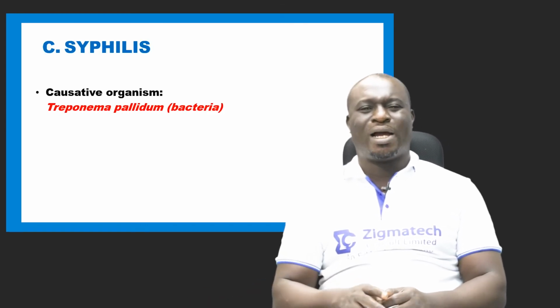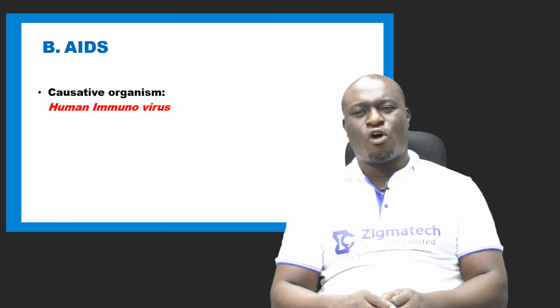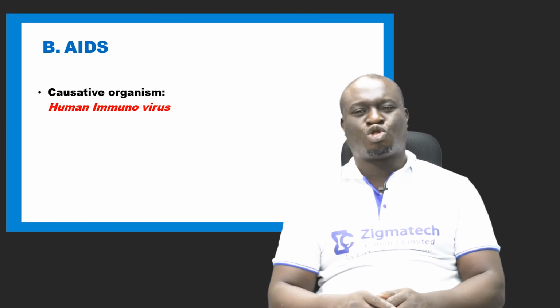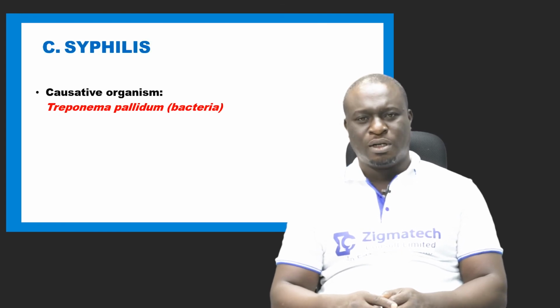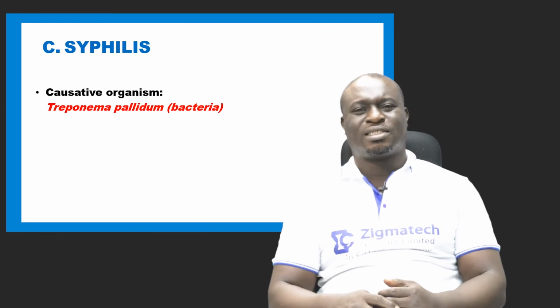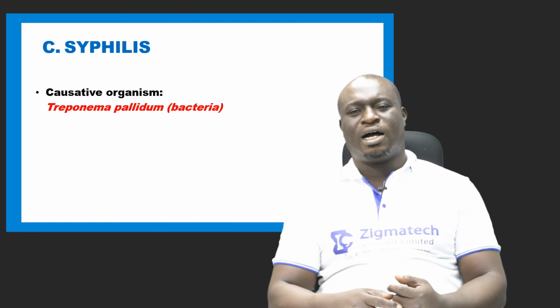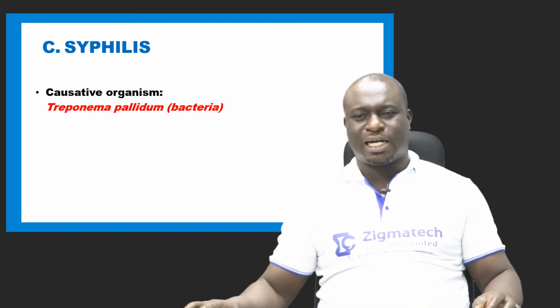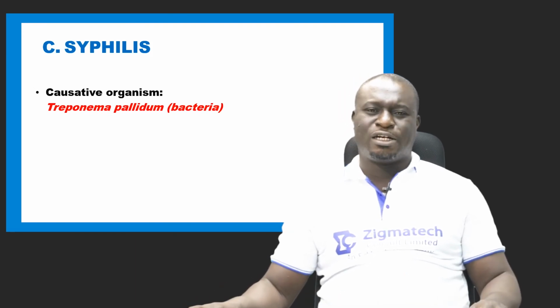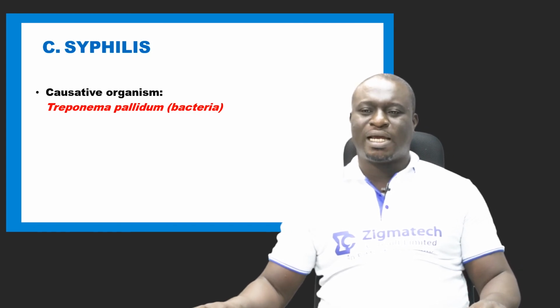And then finally, we have syphilis. The causative organism for syphilis is Treponema pallidum. Treponema pallidum is a bacteria that causes syphilis. Also, the mode of transmission is sexual contact. And this brings us to the end of this particular class in microorganisms in action.